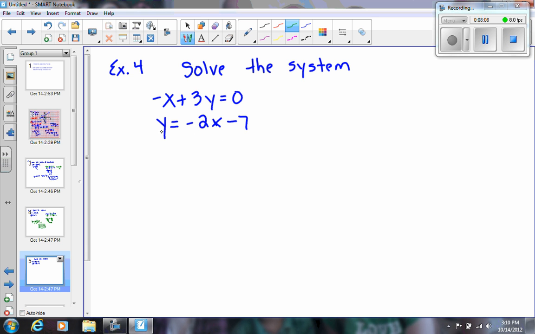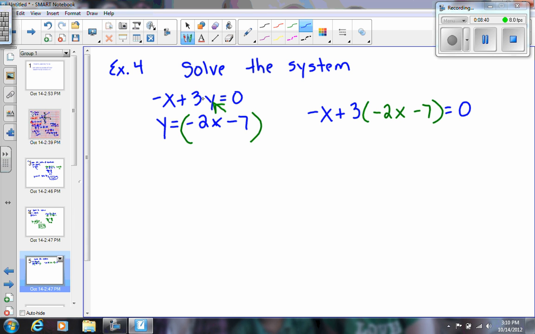When one of them is already solved for y and the other one is not, then what I recommend you do is take this value that is equal to y, and plug it in place of the y. So when I do that, take your first equation, negative x plus 3, and instead of the y, I'm going to put what y is equal to, negative 2x minus 7.